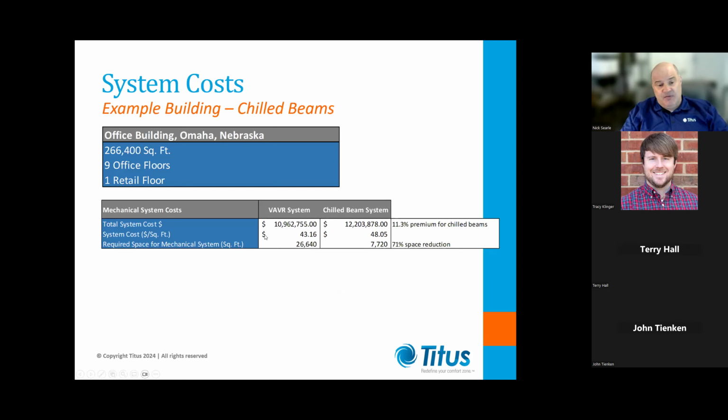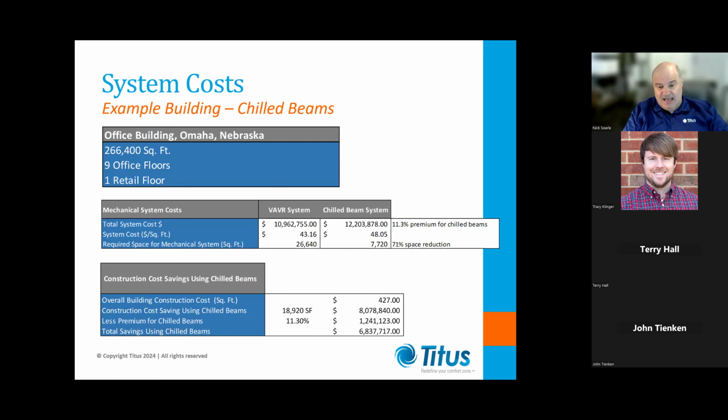So what they found was that with the chill beam system, there was an 11% increase on the first costs for the HVAC system, which you can see there. But there was a 71% space reduction. So they could free up that space for lettable office buildings. So basically what they found was that by building the building one floor shorter, the construction cost saving was about 8 million. And then you've got to take off your premium for your chill beams, which is $1.2 million. So you've got a total saving using the chill beams on the overall project of about $6.8 million.